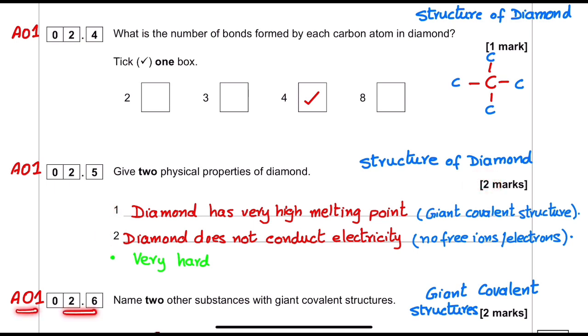2.6 is an AO1 question. Name two other substances with giant covalent structure. This question is from the topic of giant covalent structures. We need to give the names of two other substances which have giant covalent structures. Students can give the example of silicon dioxide and graphite.